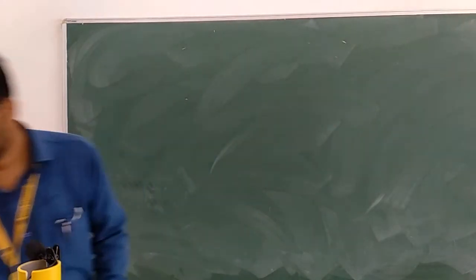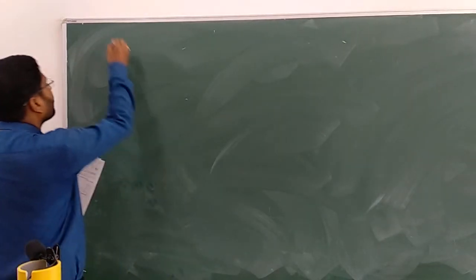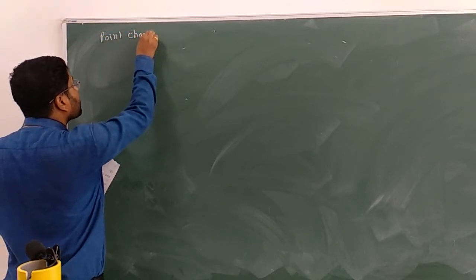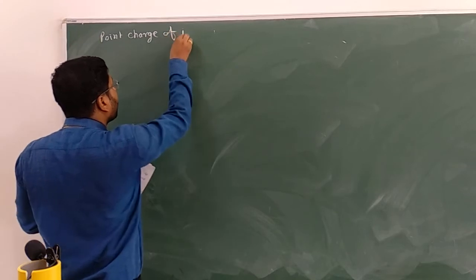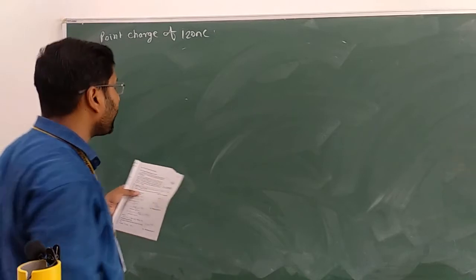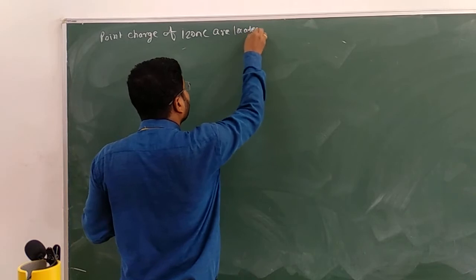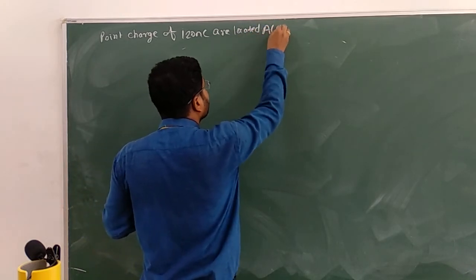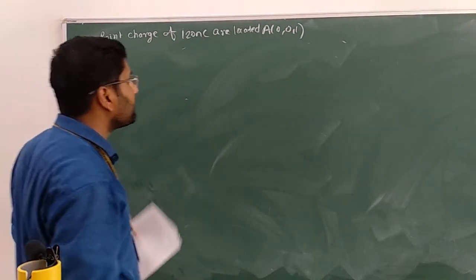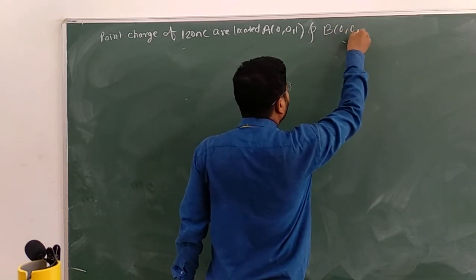We will take a problem. Point charges of 120 nanocoulomb are located at A (0, 0, 1) and B (0, 0, minus 1).